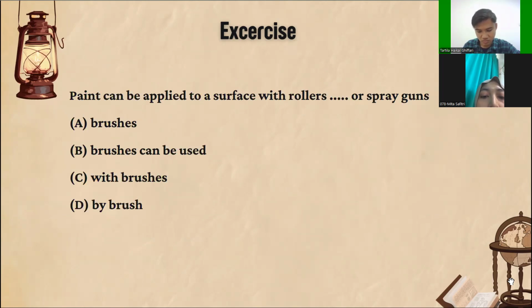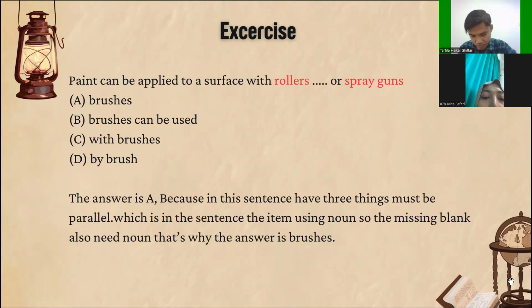Paint can be applied to a surface with rollers, blank, or spray guns. The answer is brushes. Why is the answer A? Because in the sentence there are three things that must be parallel, and the items in the sentence use nouns, so the missing blank also needs a noun. That's why the answer is brushes.